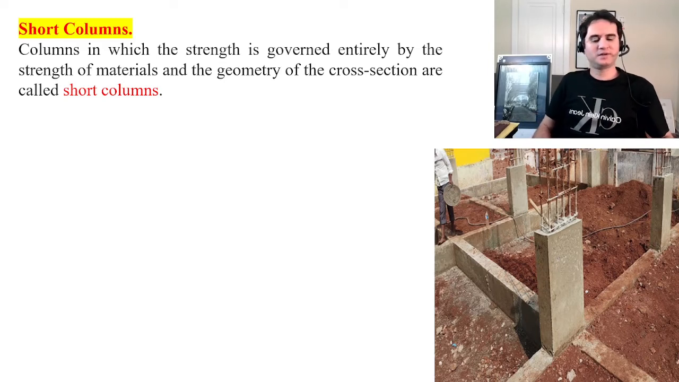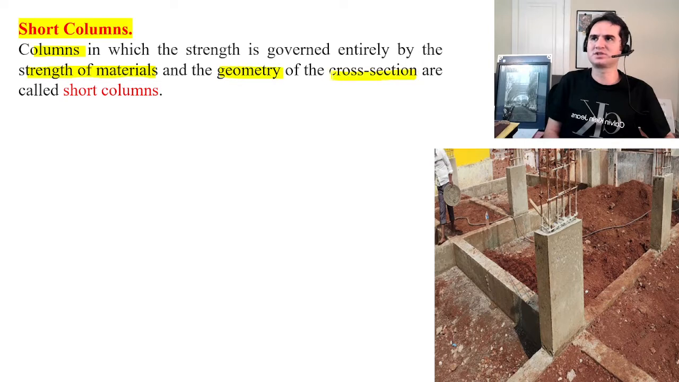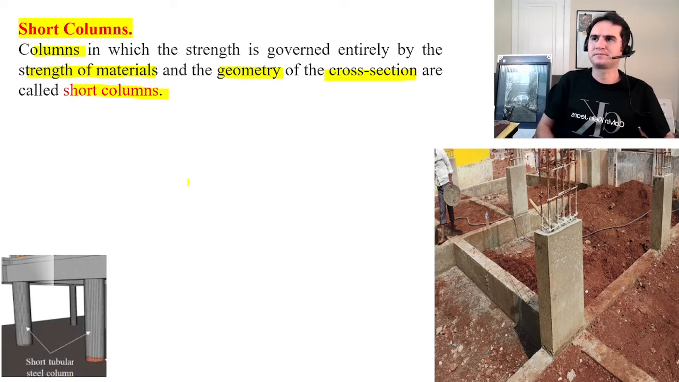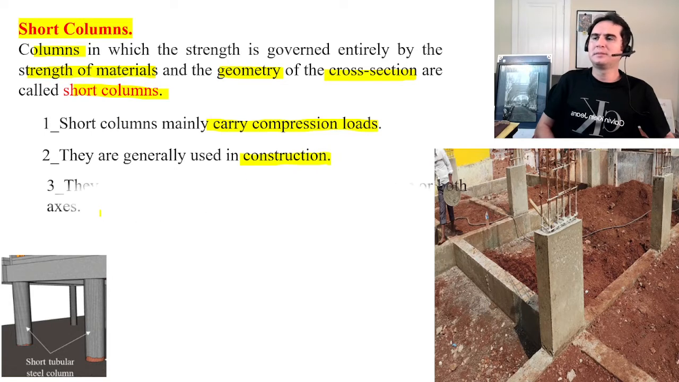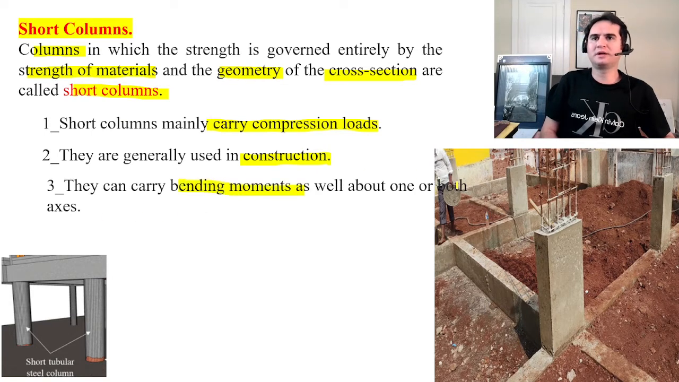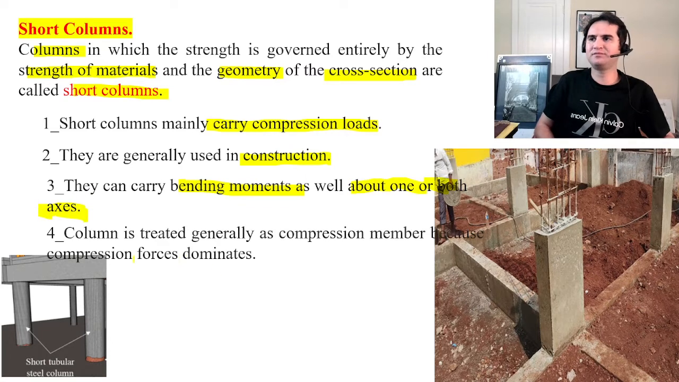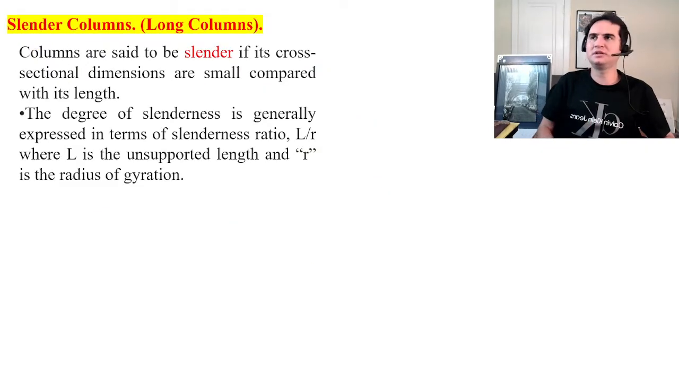So let's first introduce short columns. Let's talk briefly about short columns and long columns. Short columns are those controlled by the strength of the material and the geometry of their cross sections. They mainly carry compressive loads and are used in construction. They can handle bending moments about either of their axes, x and y, and they are generally considered compression members, because the compression force is dominant on short columns.